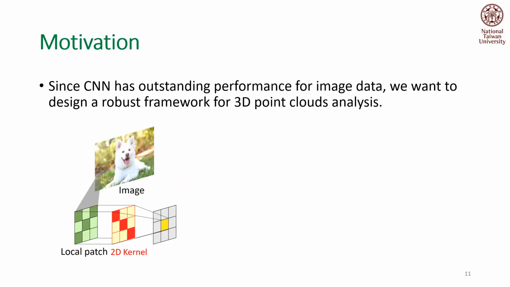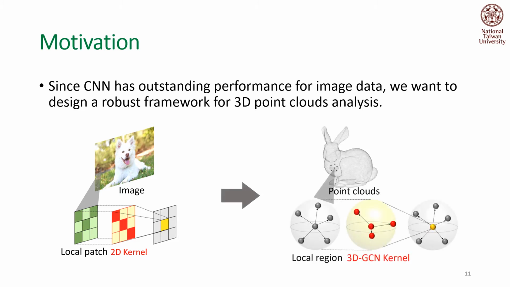Since 2D convolutional neural networks have outstanding performance for image data, and they have some nice properties such as shift invariance, we want to design a robust framework for 3D point cloud analysis. To do so, we have to define the local region and the kernel design. Next, we have to define the convolution operation between the two components to generate new feature maps.